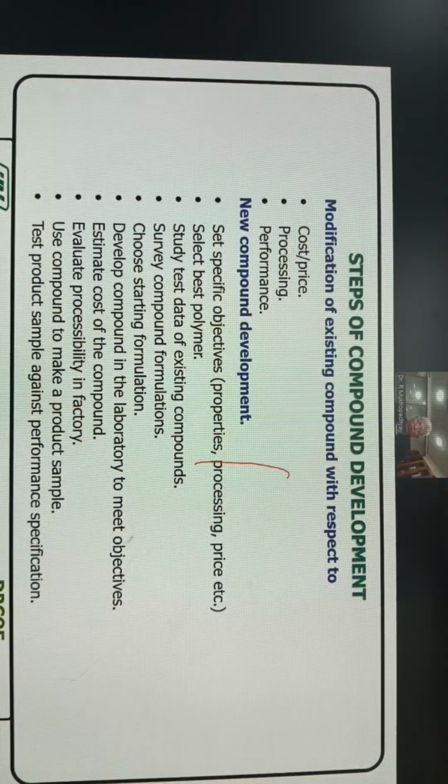Then when developing a compound, you require the cost and price. Then the need is price and processing performance. Then you have to consider the specific objective. What is the property, what is the processing, what is the price, then select the best polymer, study the test standard of the existing compound, see what is available in literature, survey the compound formulation, choose a certain starting formulation, then develop in the laboratory, and estimate the cost of the compound and specific gravity.